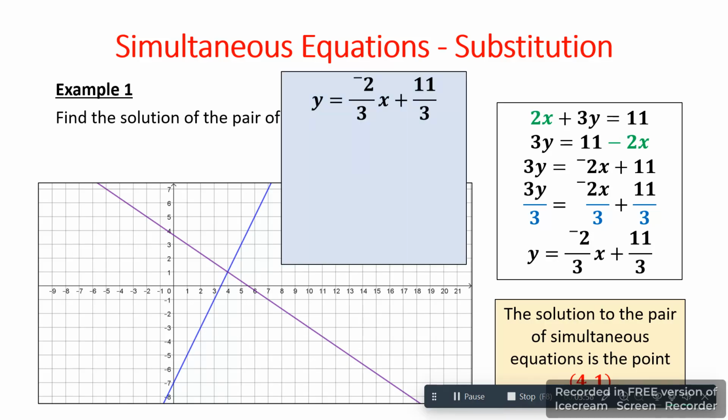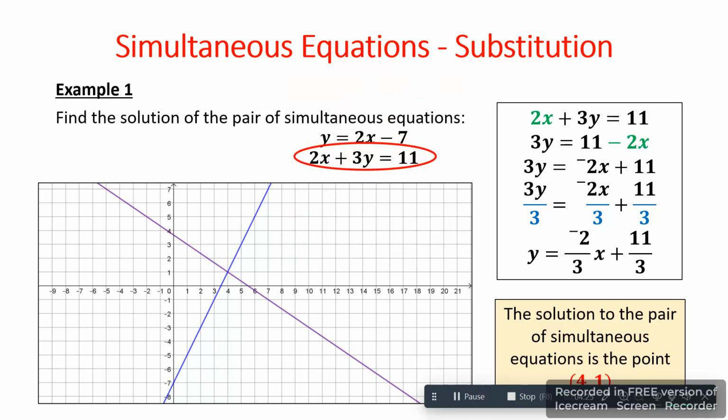Now, when I write it like this, keep in mind that I could also write it as y equal to minus 2x all over 3 plus 11 over 3, or I could write it as y equal to minus 2 over 3 times x plus 11 over 3. All three of those equations are equivalent, even though they're written differently.